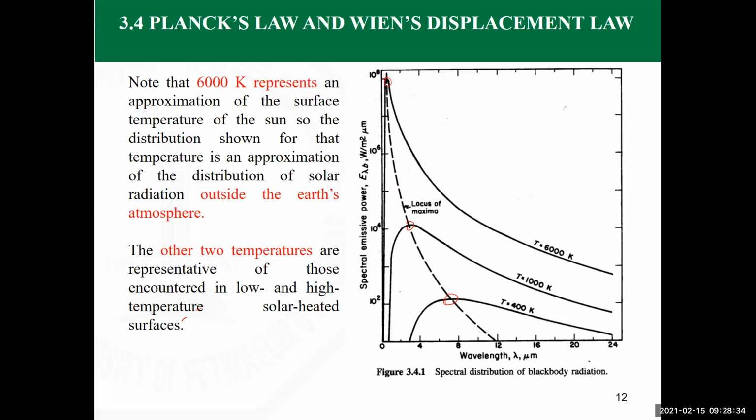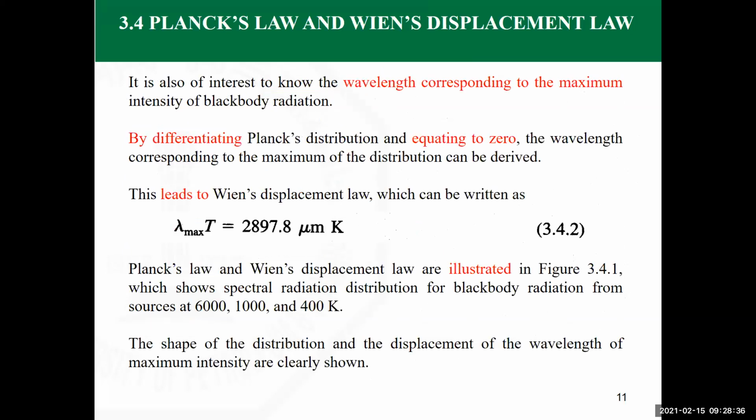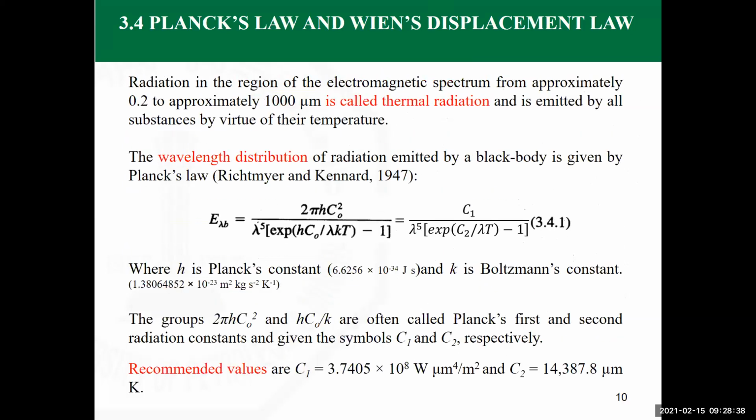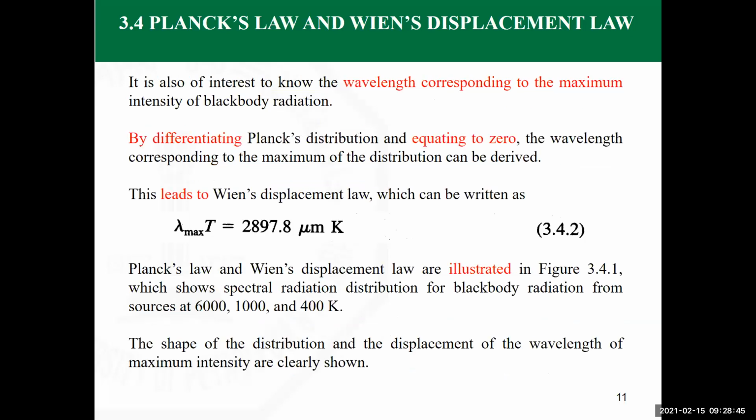Or he could have simply differentiated this equation with respect to lambda to see the value of maximum lambda and how much energy is associated with it. What he found is that the value of lambda maximum times temperature is equal to 2897.8 micrometer Kelvin. This is referred to as Wien's displacement law.